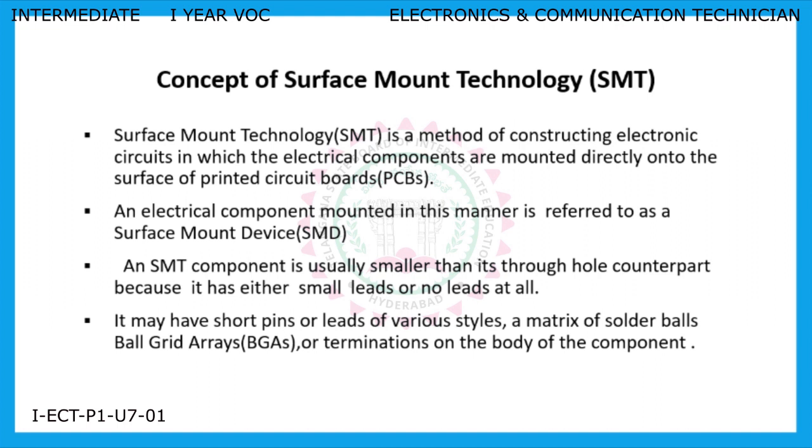An SMT component is usually smaller than its through-hole counterpart because it has either small leads or no leads at all. It may have short pins or leads of various styles, a matrix of solder balls, ball grid arrays, BGAs, or terminations on the body of the component.